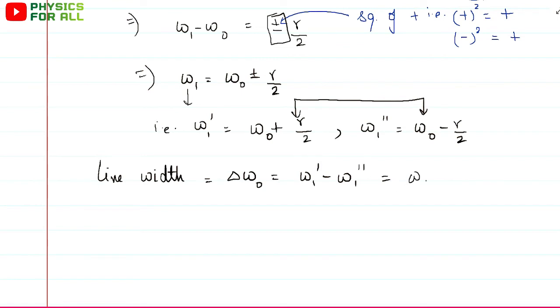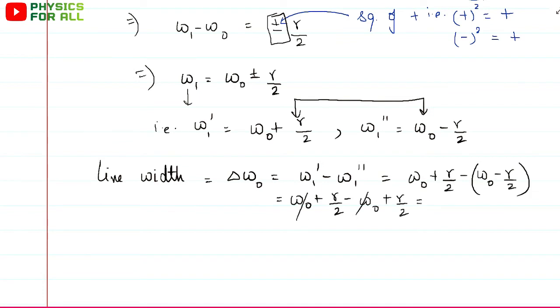So omega naught plus gamma by 2 minus omega naught minus gamma by 2, which is omega naught plus gamma by 2 minus omega naught plus gamma by 2. This is 2 gamma by 2 or simply gamma. Thus we can mention our g omega omega naught, that means a line shape function, in terms of line width. What would it be?